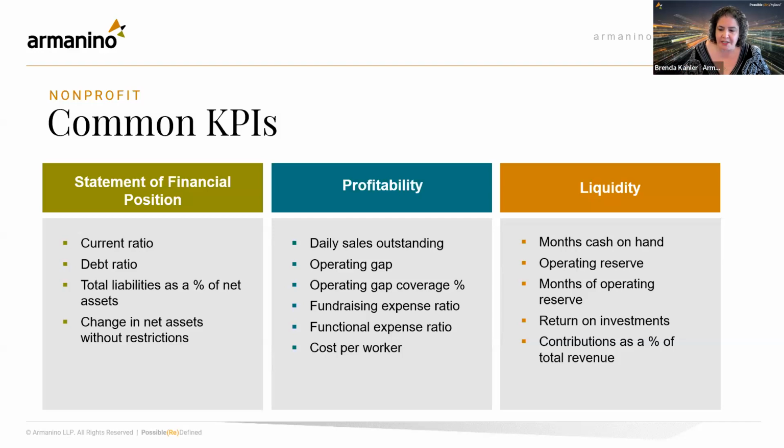Current ratio, debt ratio, making sure your organization's not over leveraged. Or in our case, sometimes we're looking at those only on unrestricted net assets because we may not be over leveraged in total, but too much may be restricted. And it's hampering our ability to actually manage the business as we would like.